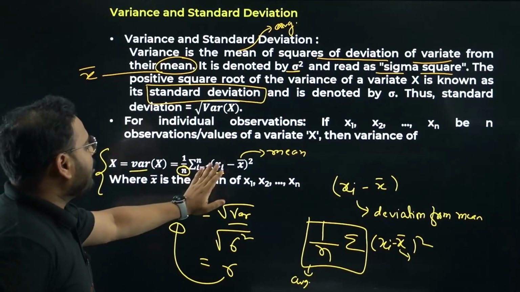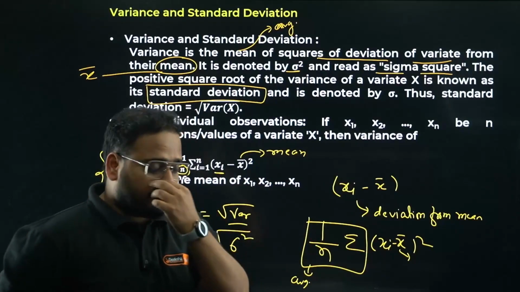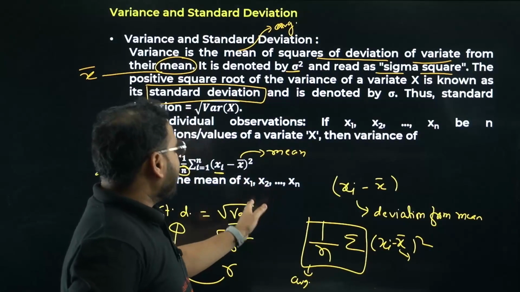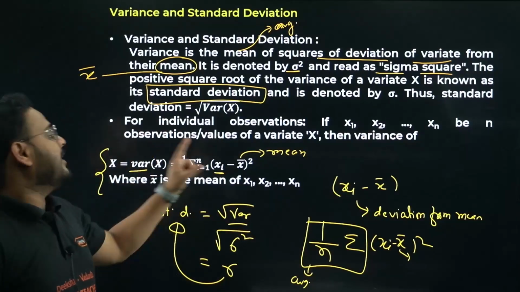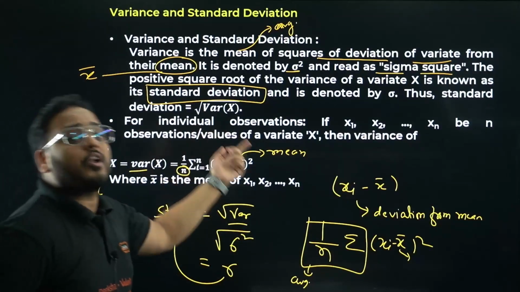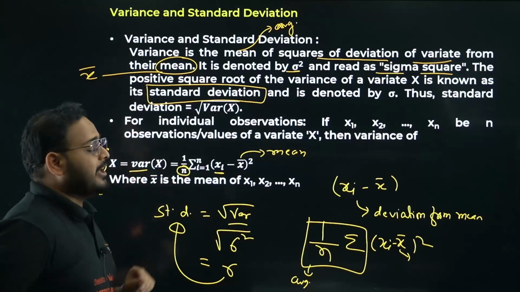Now we have the formula. I already explained this to you, where x bar is the mean of x1, x2, all the observations. x1, x2, ..., xn are the observations. For that you find the x bar first, then you find the deviation, then you take the square of that, then you add all of them together, divide by the number of items, and that will be your variance.